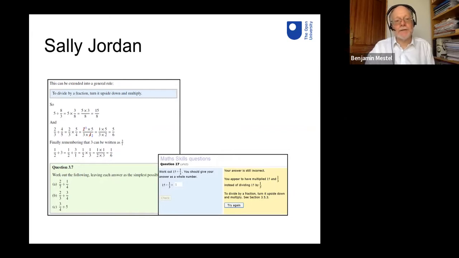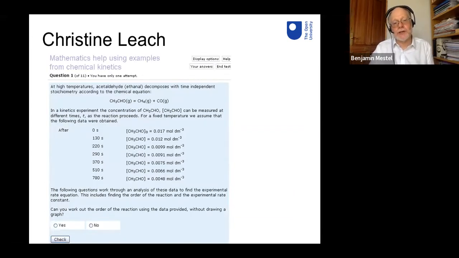We did have some very interesting innovation at the time. This is in physical chemistry, actually. It's much higher level, of course, than the one I showed you just now. This is a problem in reaction kinetics, actually, and it's really quite sophisticated as a problem in itself. Actually, it shows you what we were doing in terms of innovation more generally in the sciences at that time. And Christine Leach was indeed a chemist.